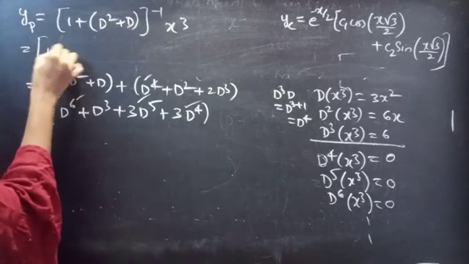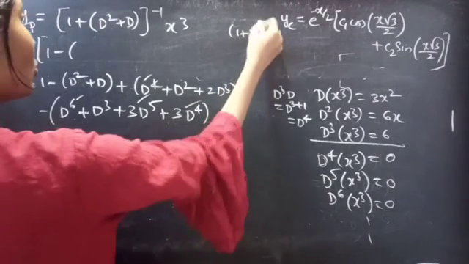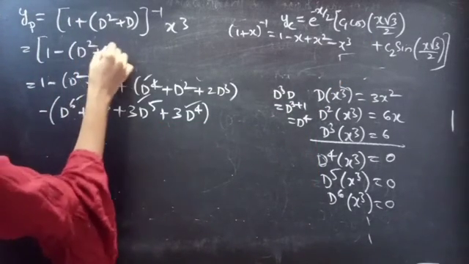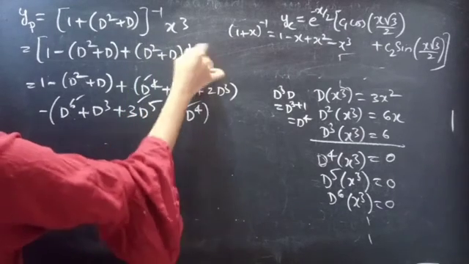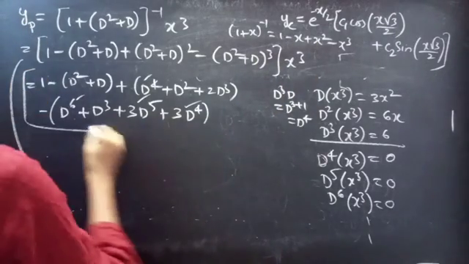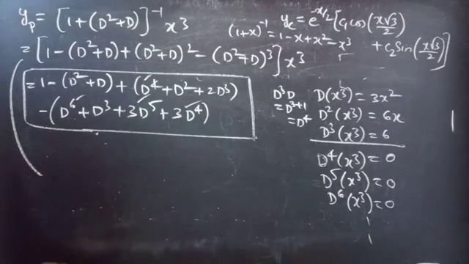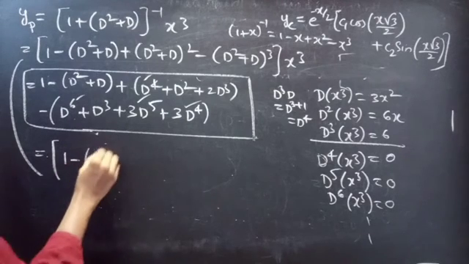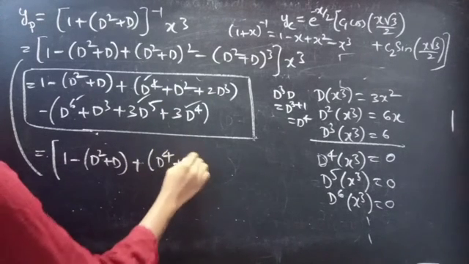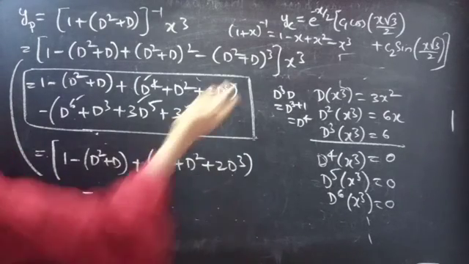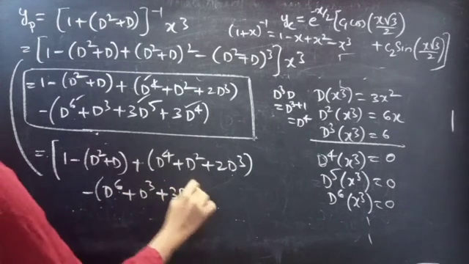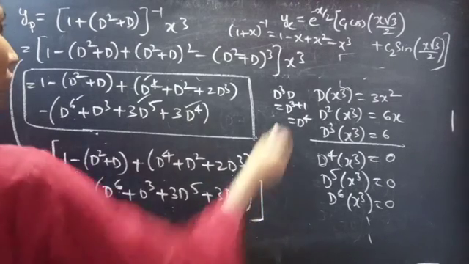You can write it as 1 minus, here we are going to expand this using (1 + x)⁻¹: (D² + D) plus (D² + D)² minus (D² + D)³ into x³. This is rough work, okay? We'll be using in the problem: 1 − (D² + D), and the expansion of (D² + D)² is D⁴ + D² + 2D³, minus the expansion of (D² + D)³, which is D⁶ + D³ + 3D⁵ + 3D⁴, into x³.